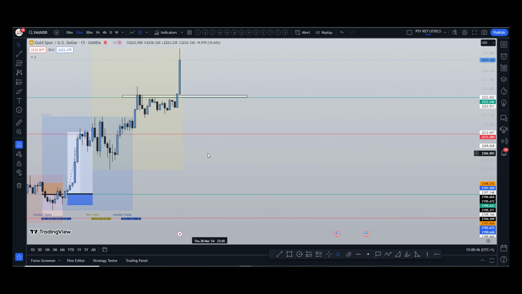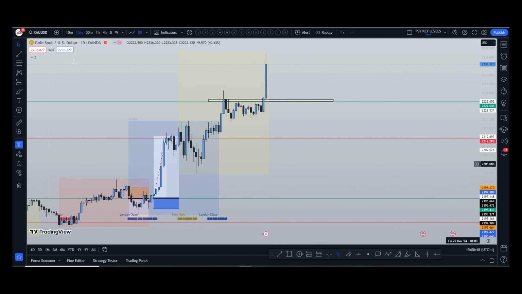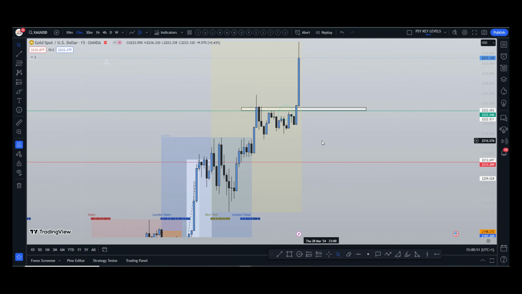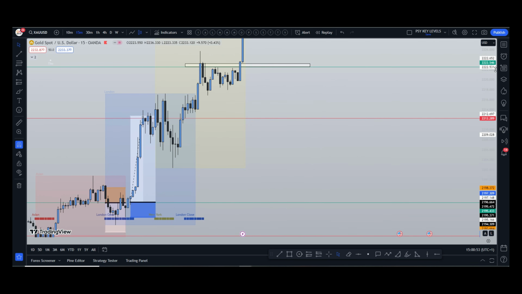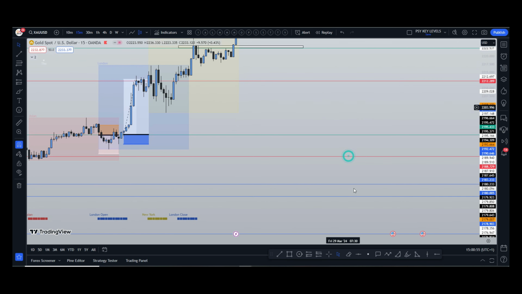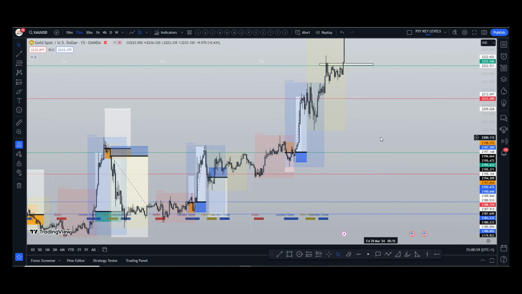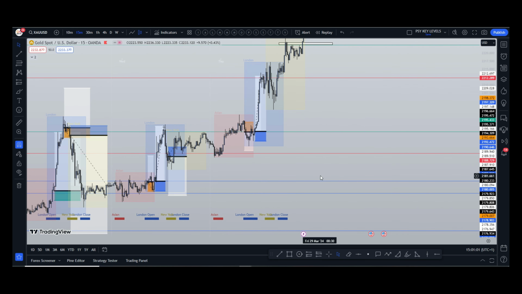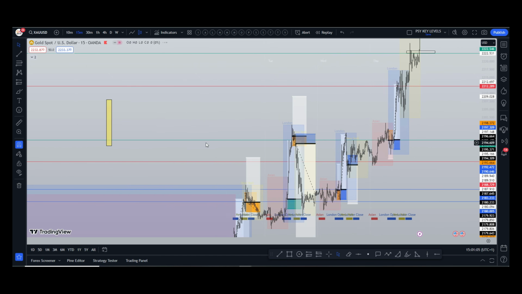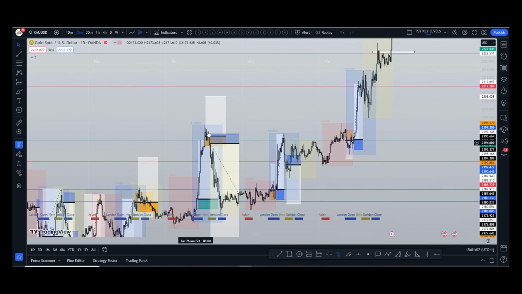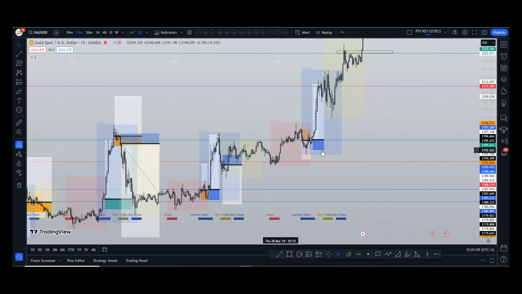Okay, so this is on gold. You're probably wondering what these green, red and blue lines are. They're major key levels. Blue lines are the 4 hours, red lines are the daily, green lines are the weekly. From the past, we can see price has reacted from these areas.